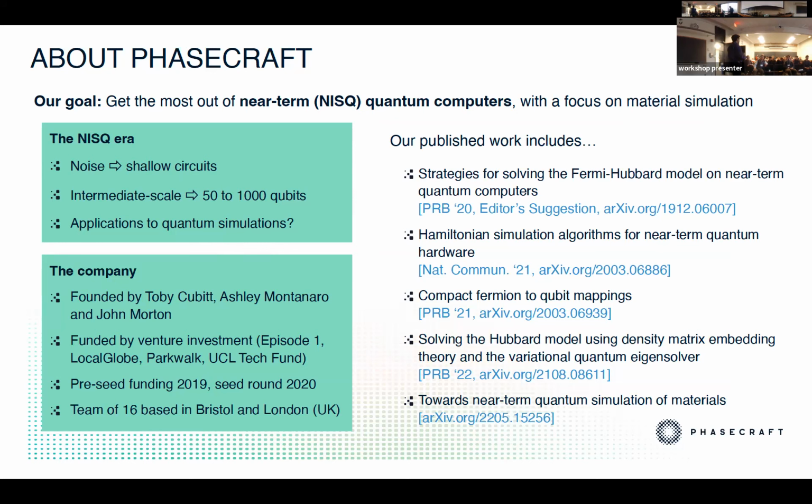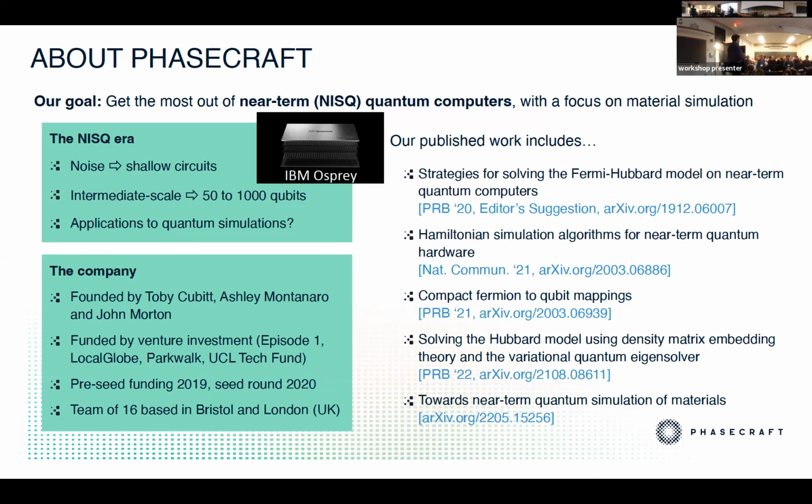As Peter showed you before, the devices we currently have are pretty limited. They are noisy, so they give access only to pretty shallow circuits with a limited number of gates. And we have access to around 50 to 1,000 qubits. Last week, IBM just came out with their new device with 433 qubits, which I think is the biggest machine, at least for now.